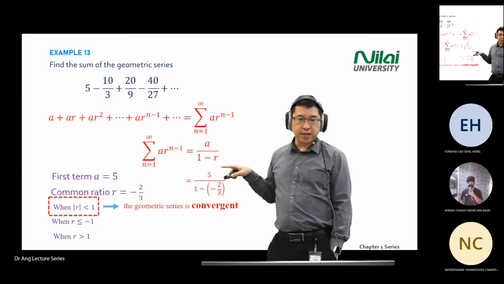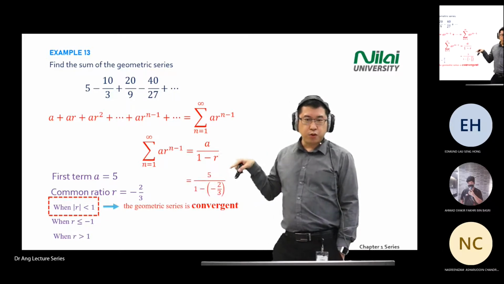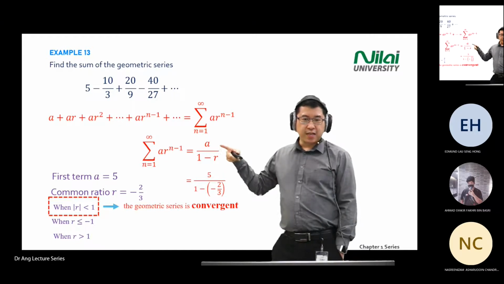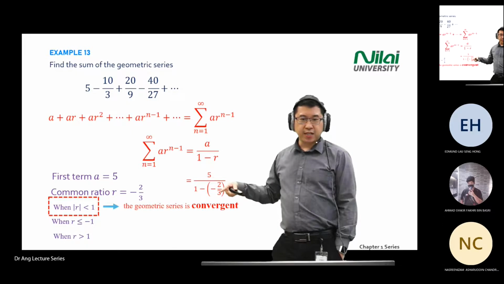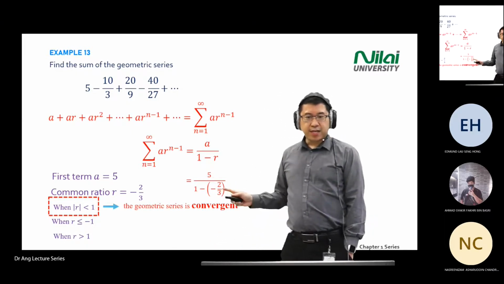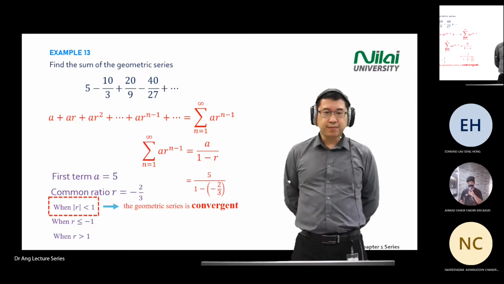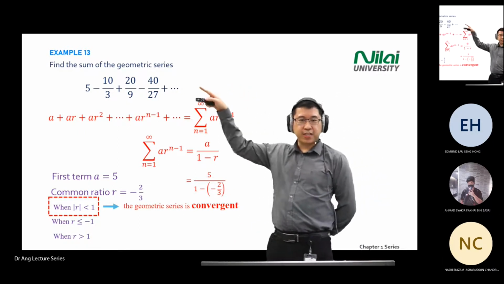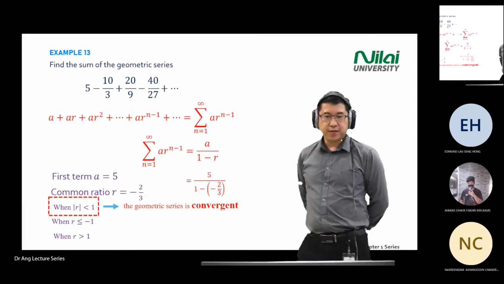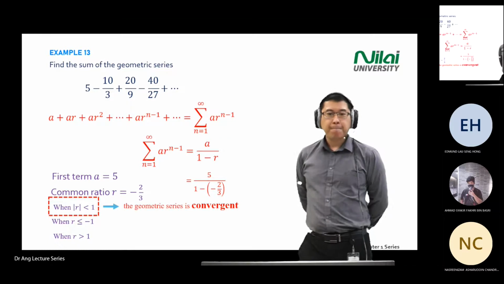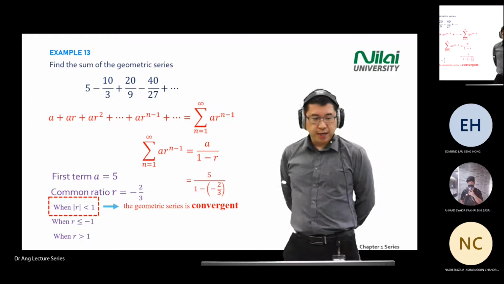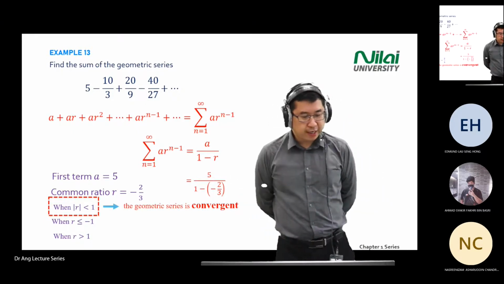You substitute. Okay, I help you with this derivation or these steps. A equal to 5, R equal to negative 2 over 3. You can do the calculation, right? Shakir, what is the answer for this one? What is the sum of the geometric series if you use this calculation? What do you get? The rest, Nizam and Edmund, you can help to justify, help to check Shakir's answer.